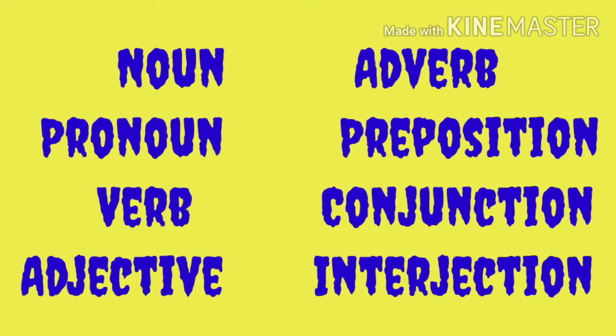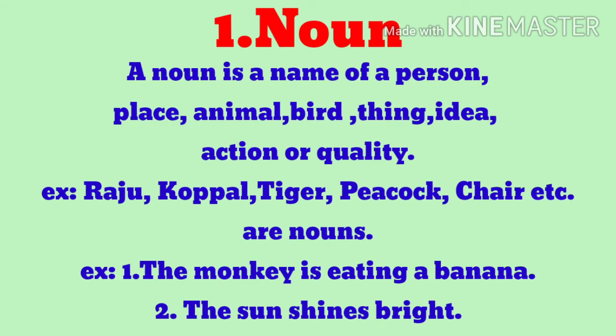A category to which a word is assigned in accordance with its syntactic function. In English, the main parts of speech are noun, pronoun, verb, adjective, adverb, preposition, conjunction, and interjection. So now let us know the first part, noun.